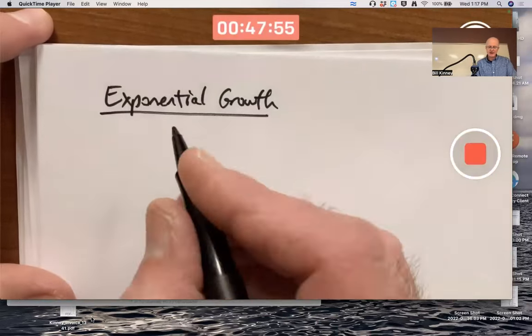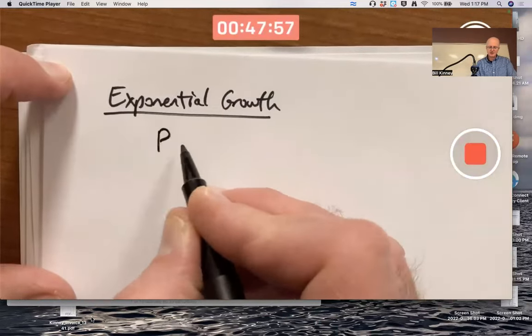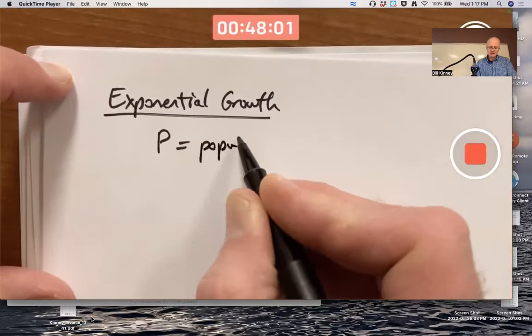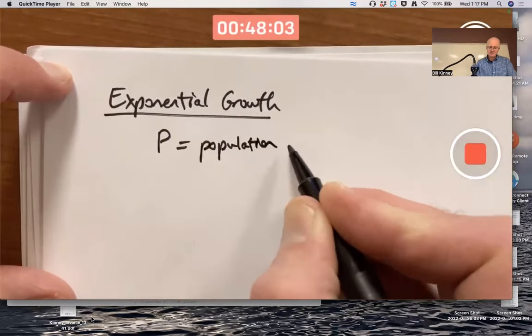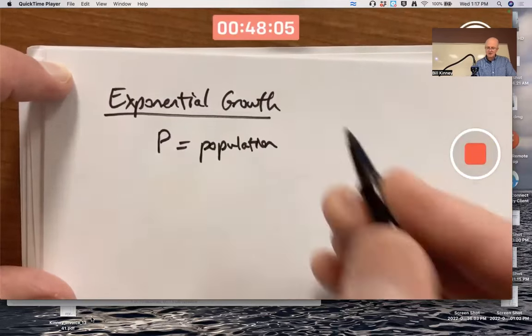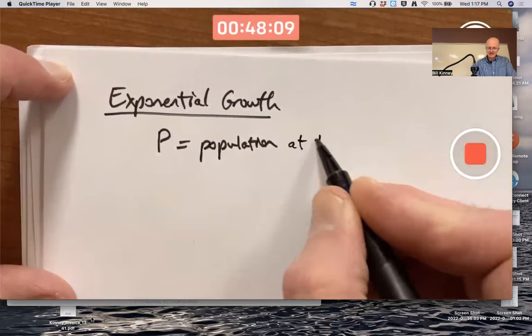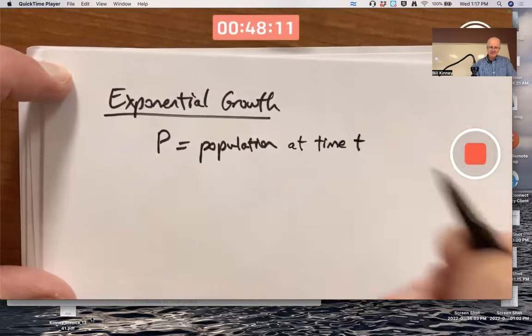Let's pretend we're thinking about exponential growth, and in particular population growth. Let's say P is the population of some group of people or bunnies or something at time T.